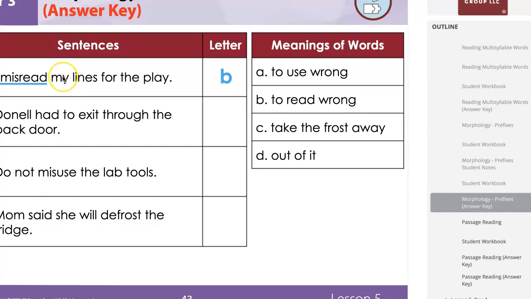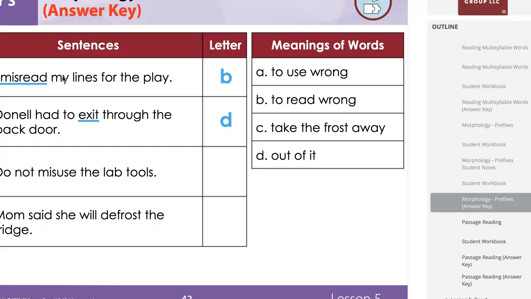Okay? Now, let's look at number 2. Donnell had to exit through the back door. The word we're looking at is exit. Okay? So ex we know means out. And we know that we go through exit out all the time. If you exit the building, you're going what? D, out of it. You're going out of something. Okay?